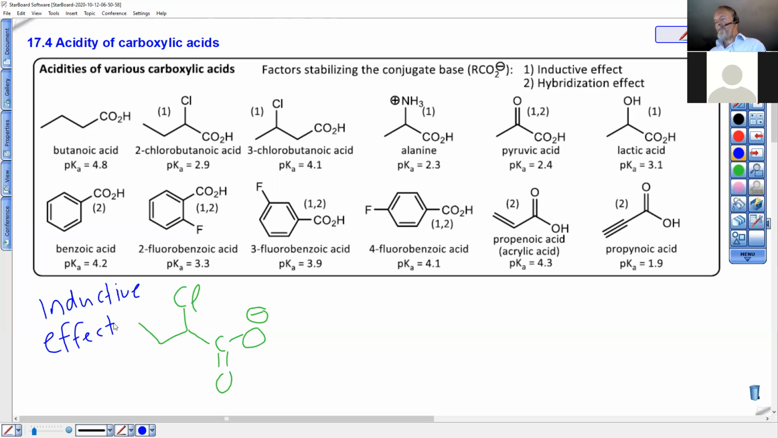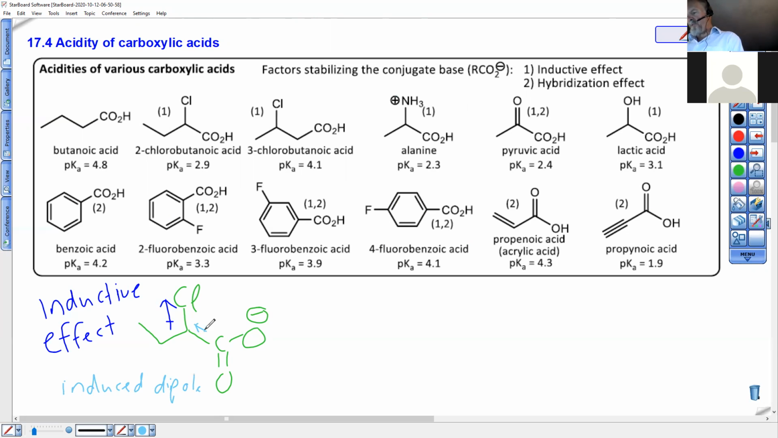So the inductive effect says by having an electronegative chlorine here with a dipole in that bond, it induces a dipole. So induced dipoles will be in baby blue. Induced dipole caused by the first dipole. It's going to pull electrons towards the carbon as it develops a positive charge.